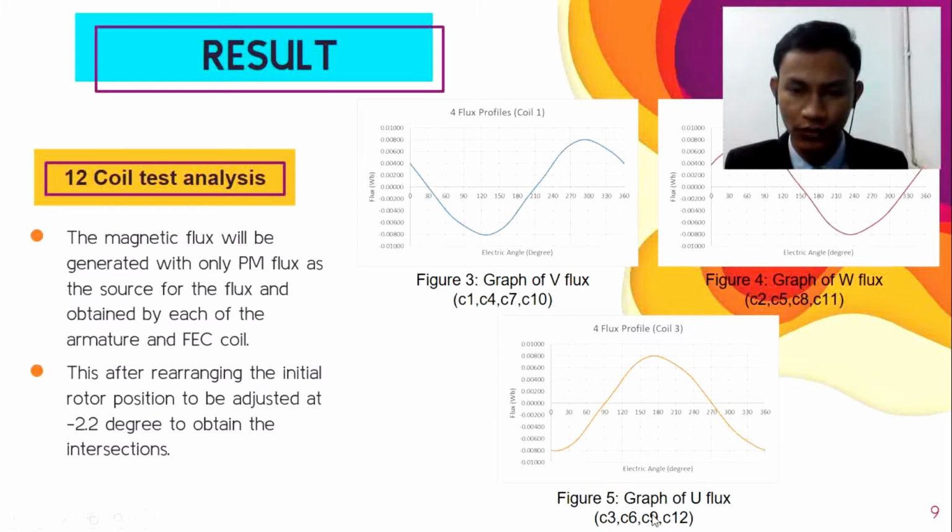This group for U, this group for V, this group for W. So in group U we have coil 3, coil 6, coil 9 and coil 12. In group V we have coil 1, coil 4, coil 7 and coil 10. For the coil W we have coil 2, coil 5, coil 8 and coil 11. Basically from the 12 coil test we combine one graph to the 4 coil.